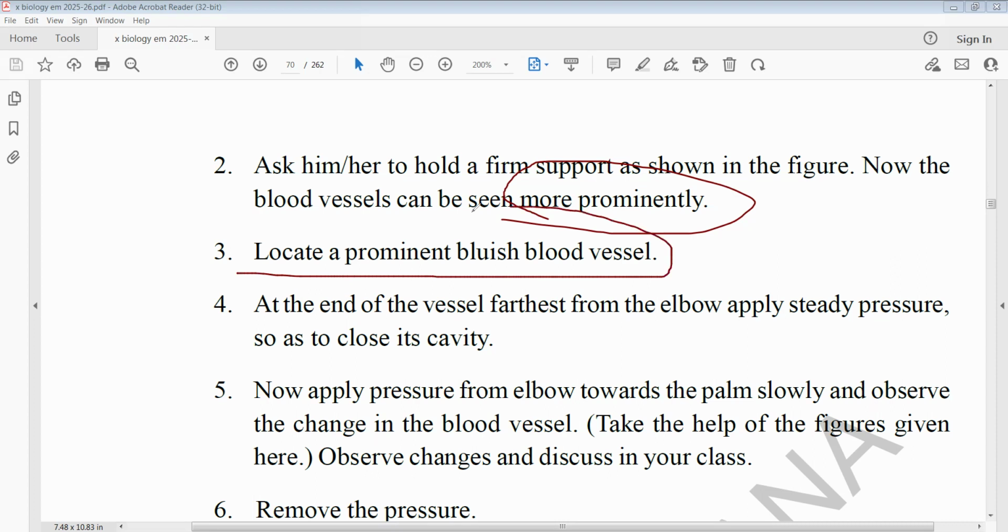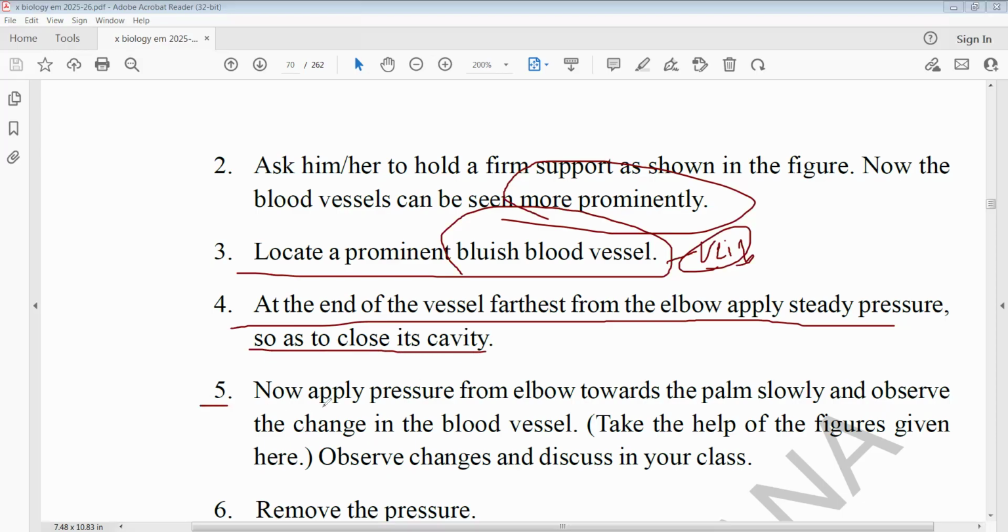Here, the bluish-colored blood vessel is nothing but a vein. Veins always carry DOB, deoxygenated blood. At the end of the vessel farthest from the elbow, apply steady pressure so as to close its cavity. Now apply pressure from the elbow towards the palm slowly.